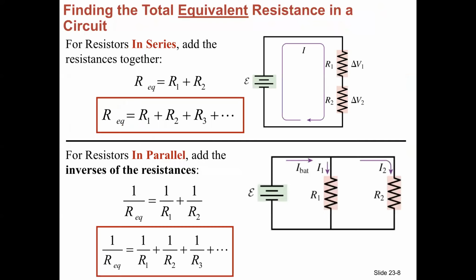So because of this, this is why we have this different rule for resistors in parallel. The inverses of the resistances add, and the equivalent resistor that we would replace them with has an overall lower resistance than either R1 or R2, or R3 if we add a third one. And that's why we have this different rule.